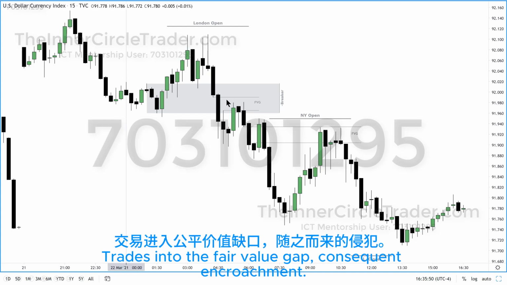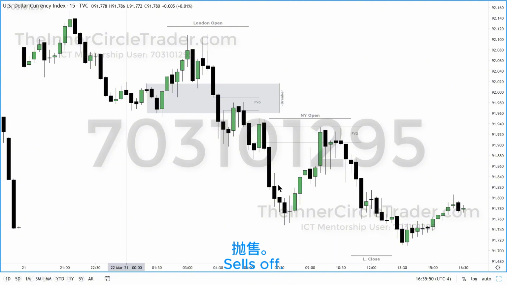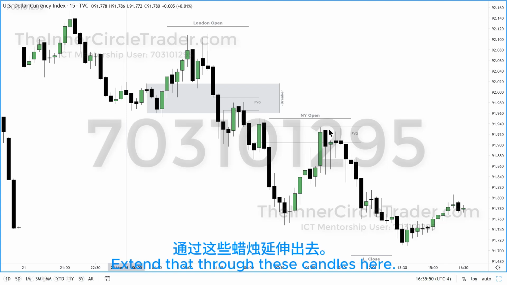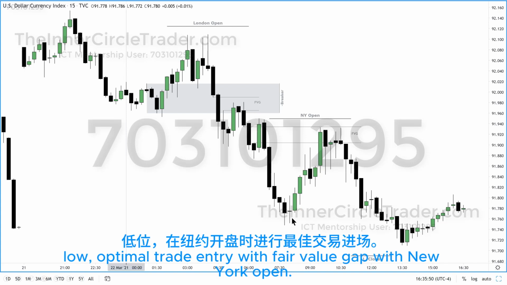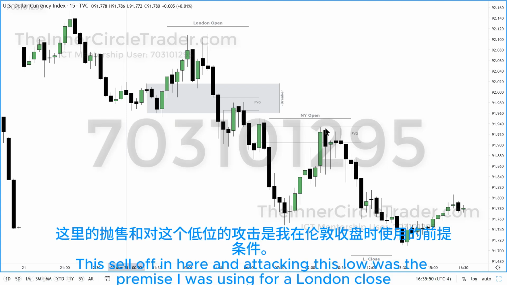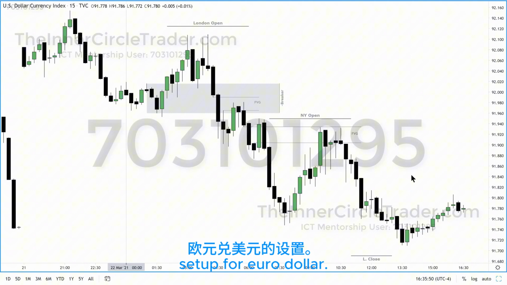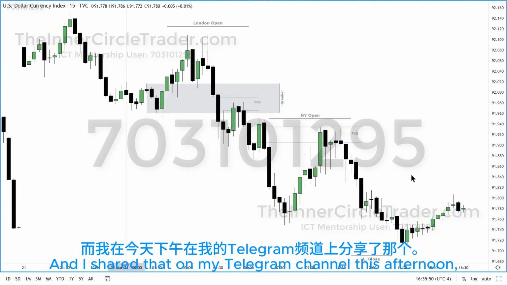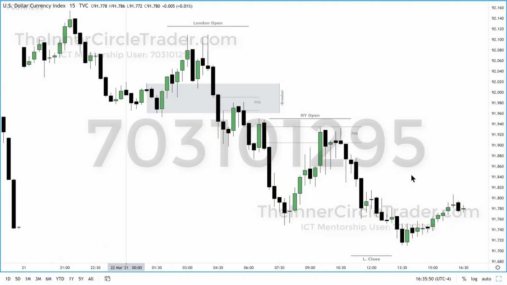breaker, trades into the fair value gap, consequent encroachment, sells off this fair value gap, low, high, extend that through these candles here. You have a high, low, optimal trade entry with fair value gap with New York open. This sell off in here and attacking this low was the premise I was using for a London close setup for Euro dollar. And I shared that on my Telegram channel this afternoon, so you can go take a look at that.